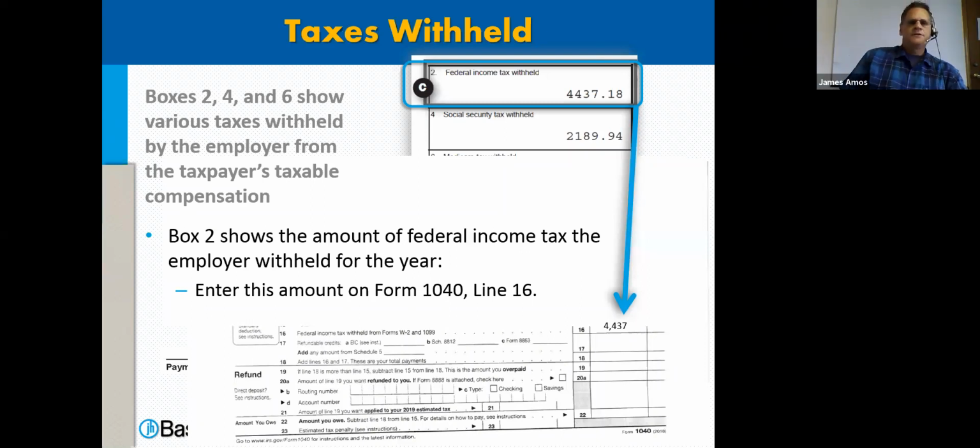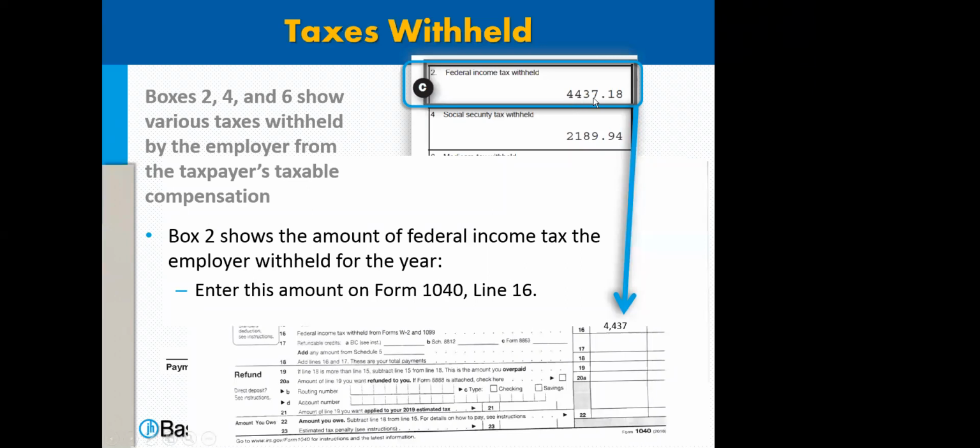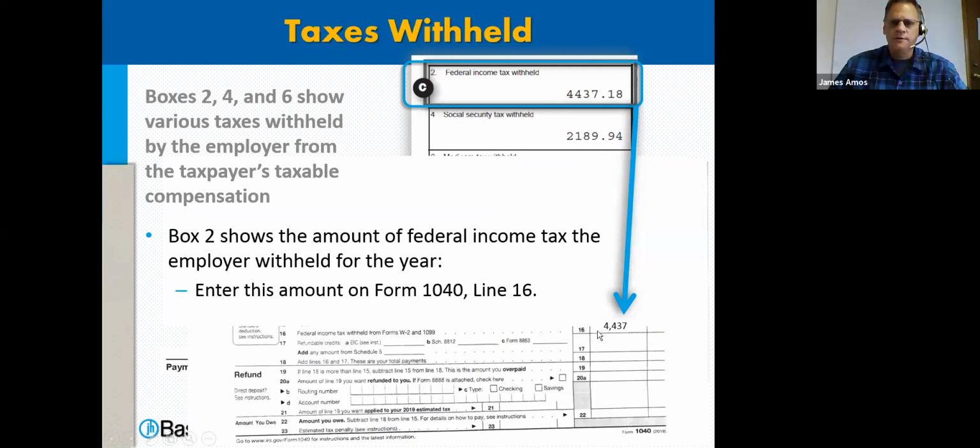Okay, so now I already pointed out to you that boxes 2, 4, and 6. Box 2 corresponds with box 1. Box 4 with box 3. 6 with box 5. So box 2 is the federal income tax withheld. And that gets reported on Form 1040 on line 16. So again, it gets rounded. $4,437.18 gets reported as $4,437 even on line 16.